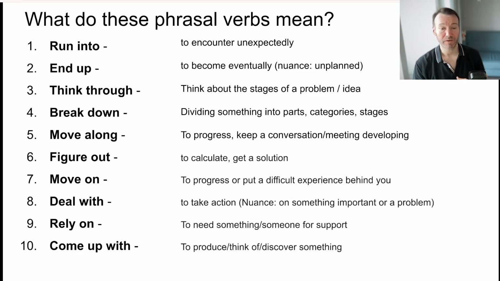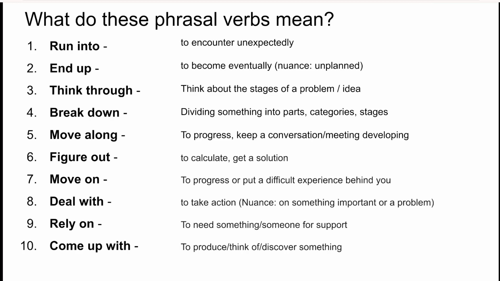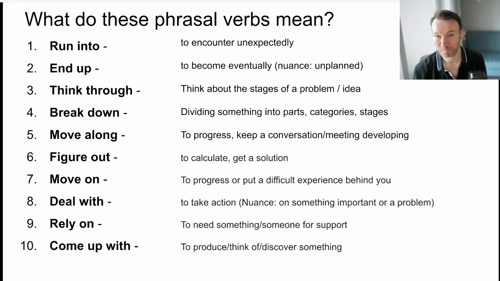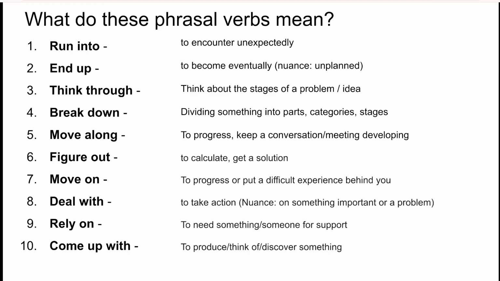Okay, so there we have it. We have our 10 phrasal verbs that we will need. So we have run into, so an unexpected problem. We have end up, so to become, and the nuance is that it is unplanned. We have think through, so think through the stages of a problem or an idea. Okay, so notice that that's different to think up. That is just to create something. But think through is specifically about the stages that you're doing something.